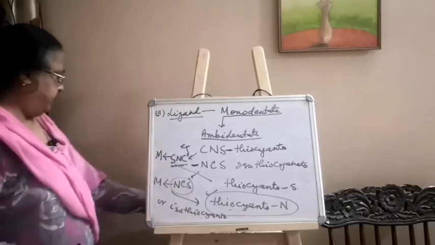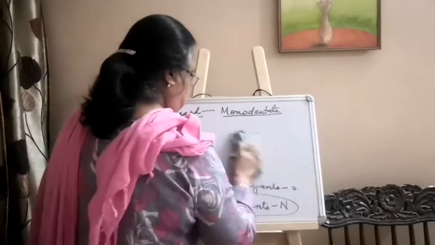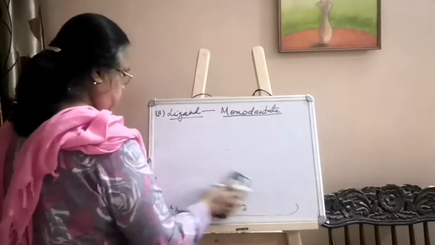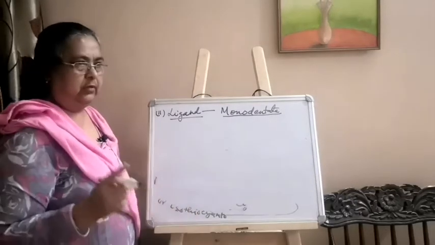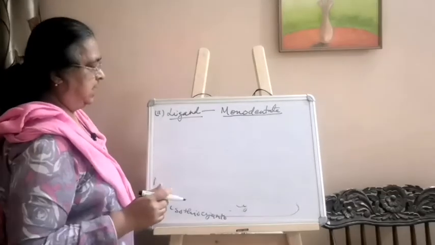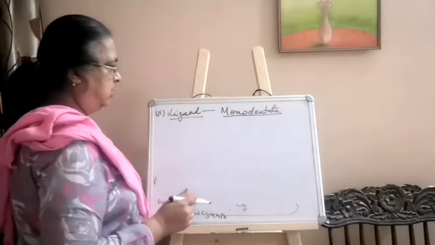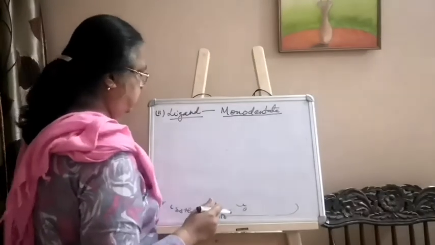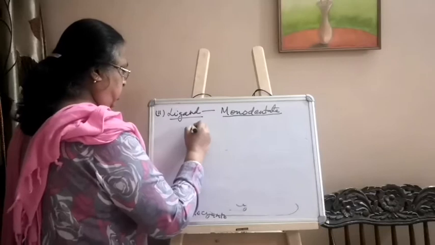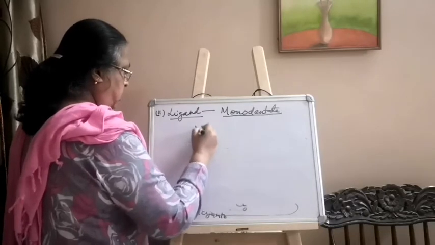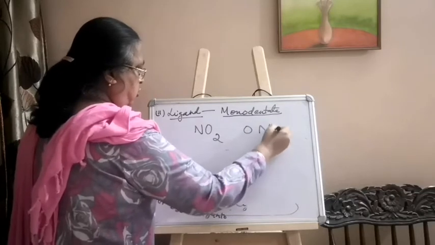Now another example of ambidentate. An ambidentate ligand is monodentate, which has only one point of attachment at a time, but the atom through which it is going to be linked to the central metal atom will be different. So another example, you know that NO2 and ONO.